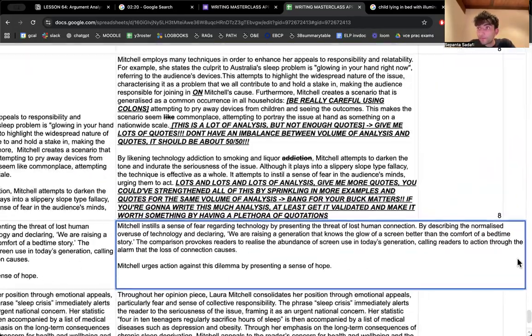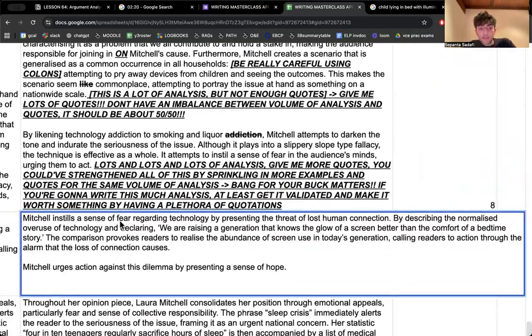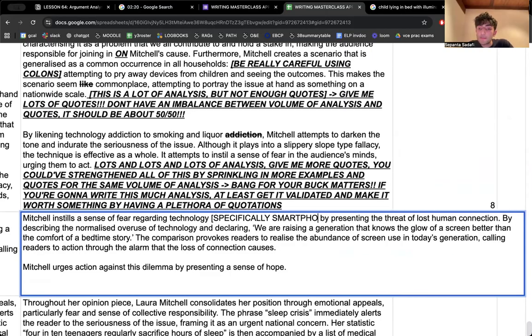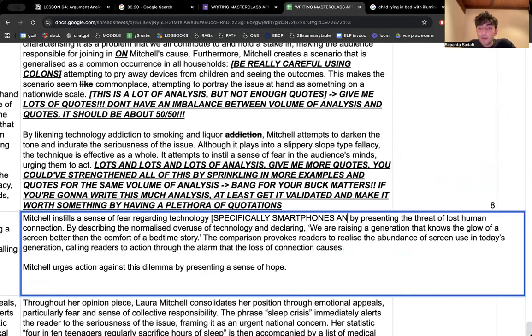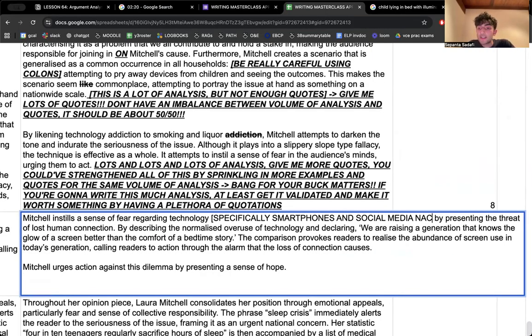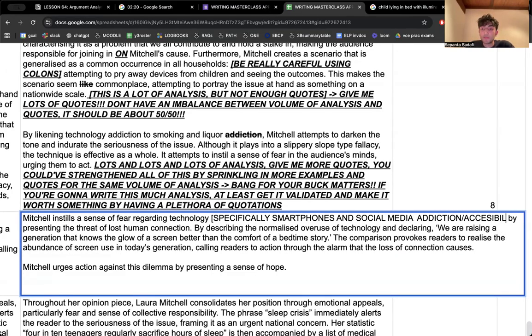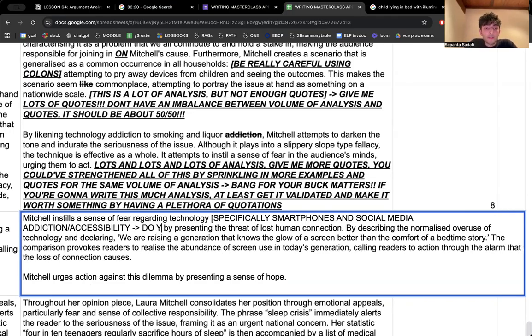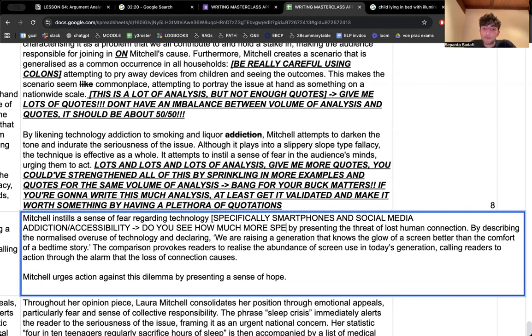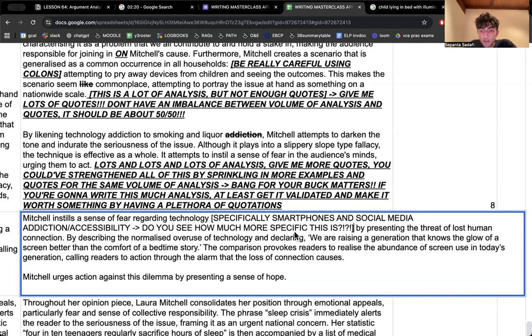Who wrote this one? Mitchell instills a sense of fear regarding technology by presenting the threat of lost human connection, but not even technology, specifically smartphones. Smartphones and social media accessibility. Social media addiction slash accessibility. Like, I need you guys to be specific, right? Do you see how much more specific this is? Do you understand?